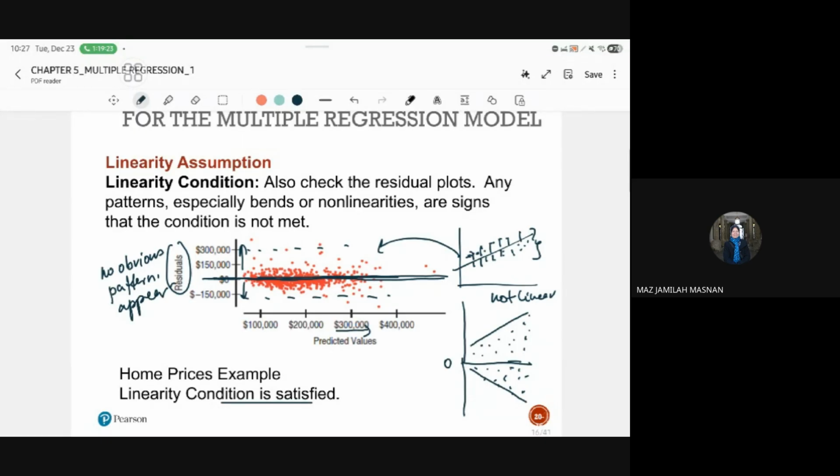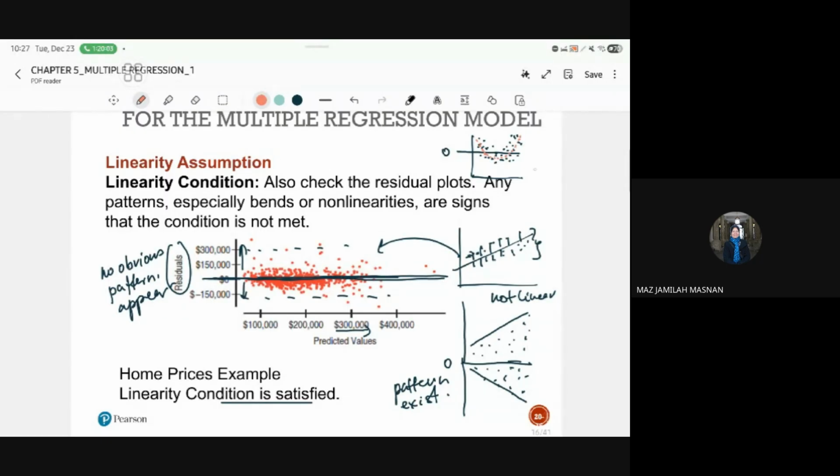So that means linearity is fulfilled. If you have this one, this is what we call a pattern exists, so it is not linear. Sometimes we may have something like this, where, if let's say you have 0 over here, you can have, if you draw, something like a quadratic equation.